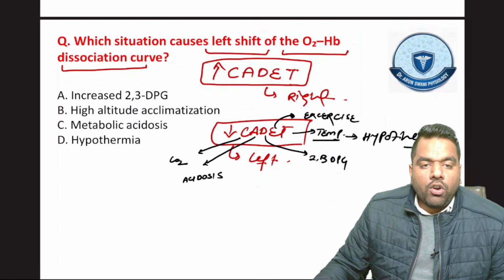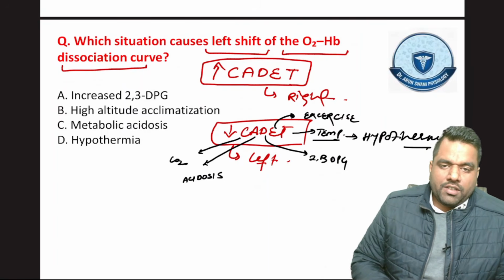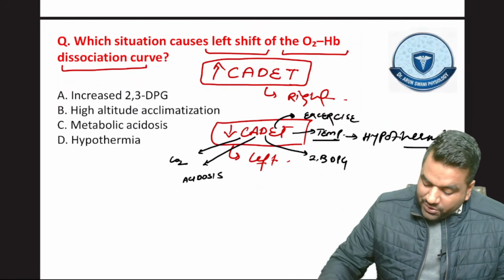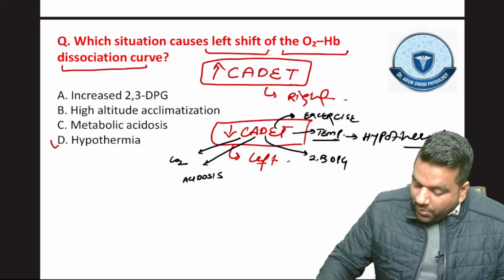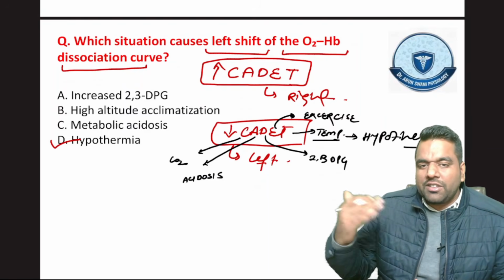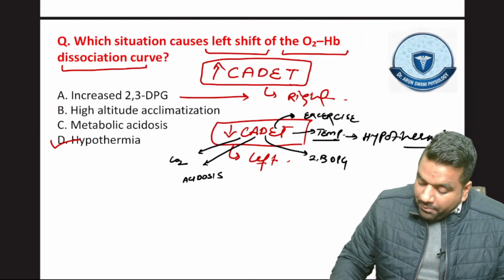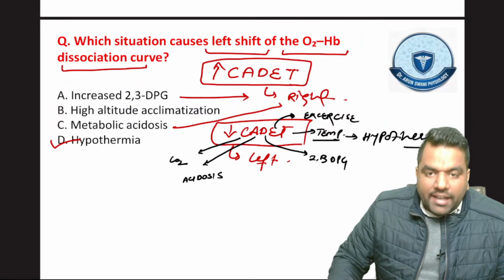Right? Now guys, you can easily answer this question with this mnemonic, and you can see over here the right answer of this question is hypothermia, because increased 2,3-DPG will shift the curve towards the right side. Metabolic acidosis, this is again the right side.